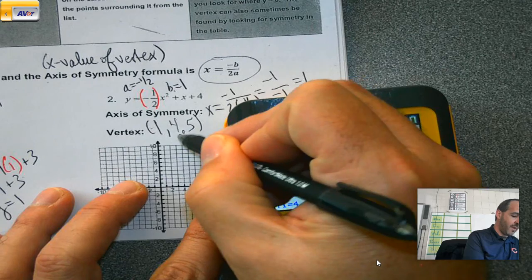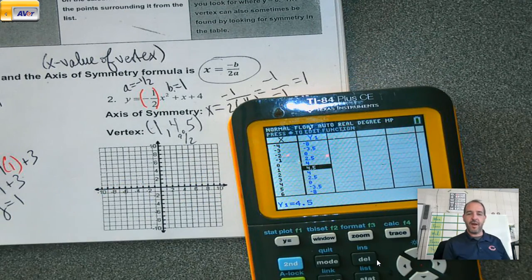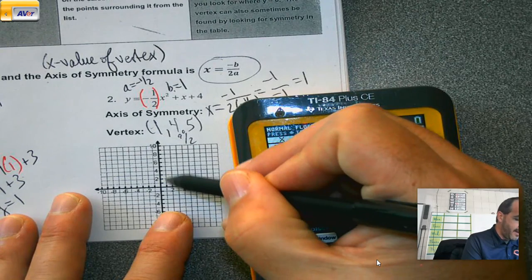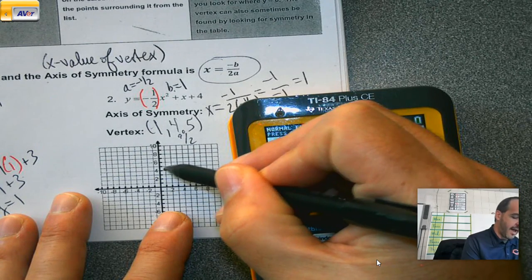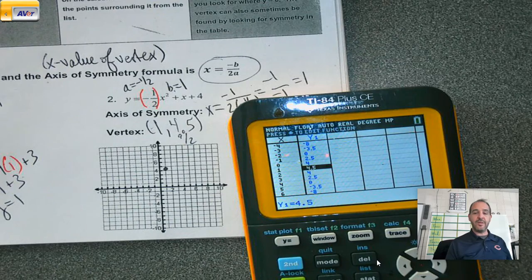4.5, or maybe 9/2 if you did it the other way on the calculator and hit math, enter. Either is fine to me. I probably would go with the decimal on graphing just because it's much easier to think about 4.5. So I go to 1, and then in between 4 and 5. And now that I see the symmetry, I can just use my calculator to get the rest of my points.